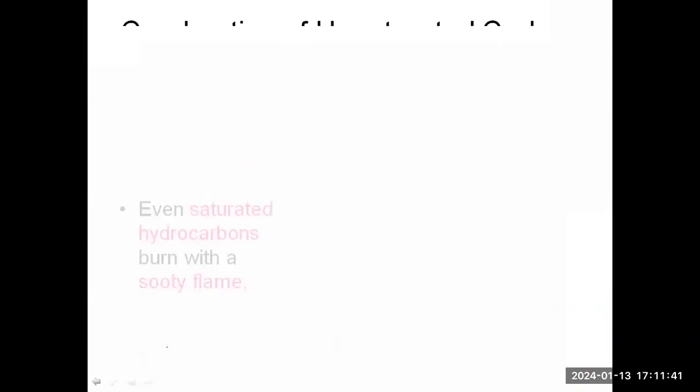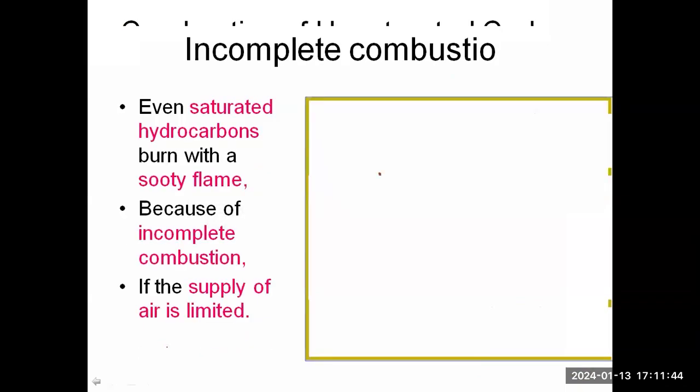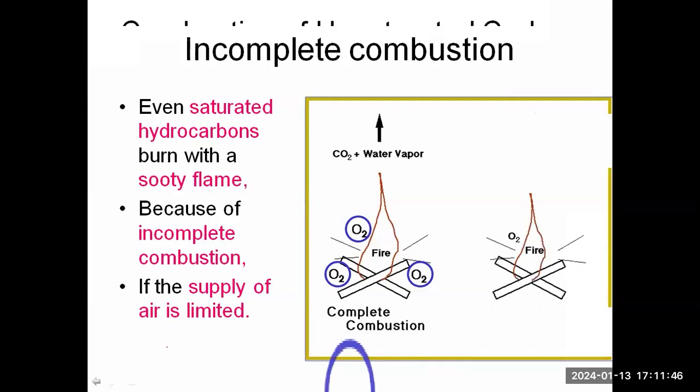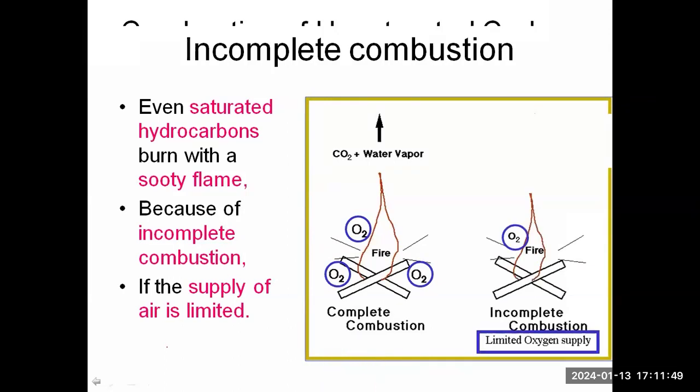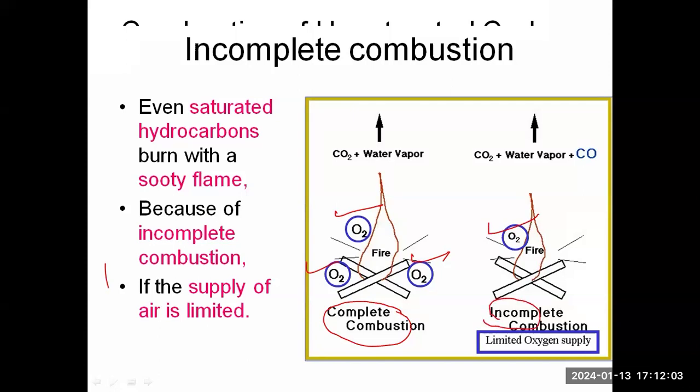So this was about complete and incomplete combustion. In this picture, the diagram is very clear. The first one is complete combustion, because you can see the availability of oxygen is more. In the second one, the availability of oxygen is less, so it is incomplete combustion. The difference here: carbon dioxide is produced when the substance burns completely, but in incomplete combustion, it is carbon monoxide.